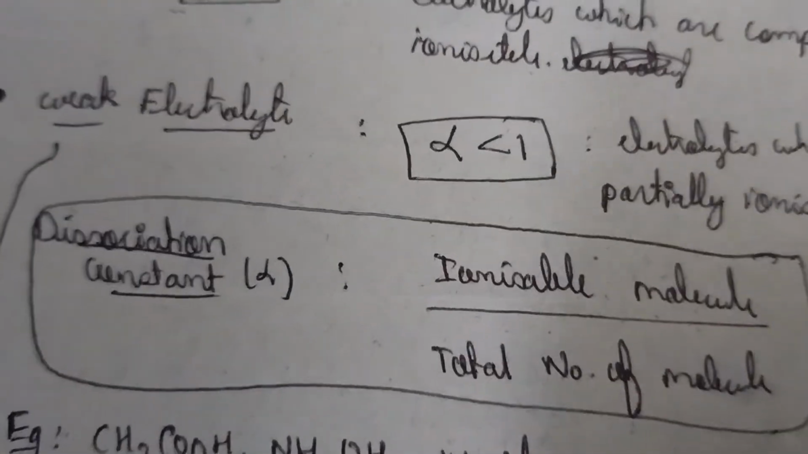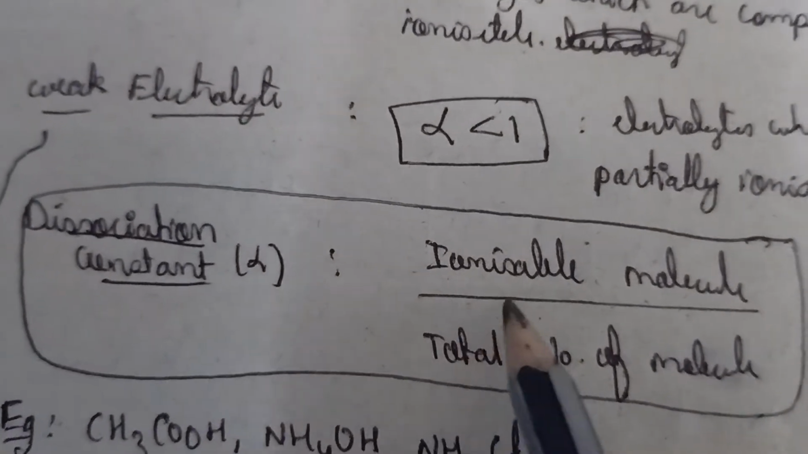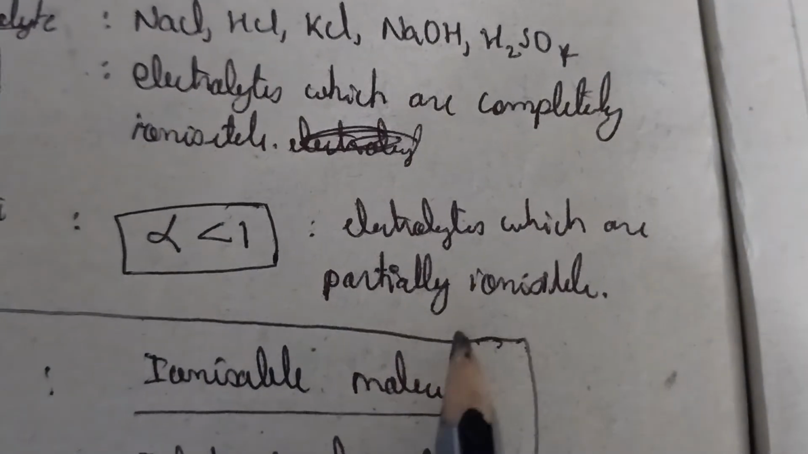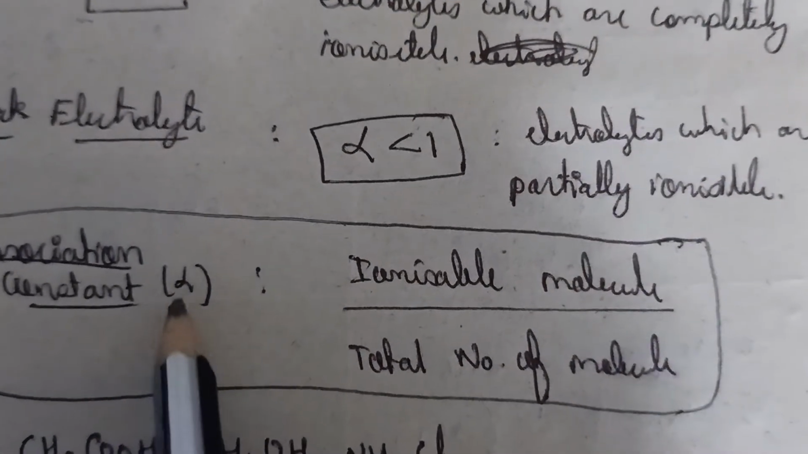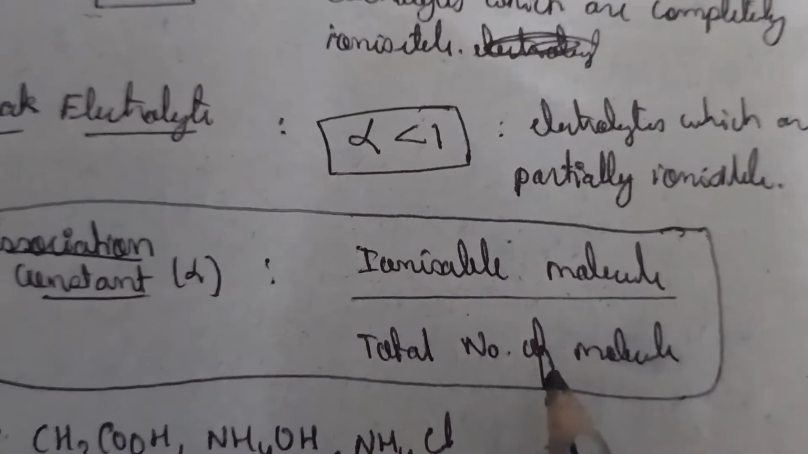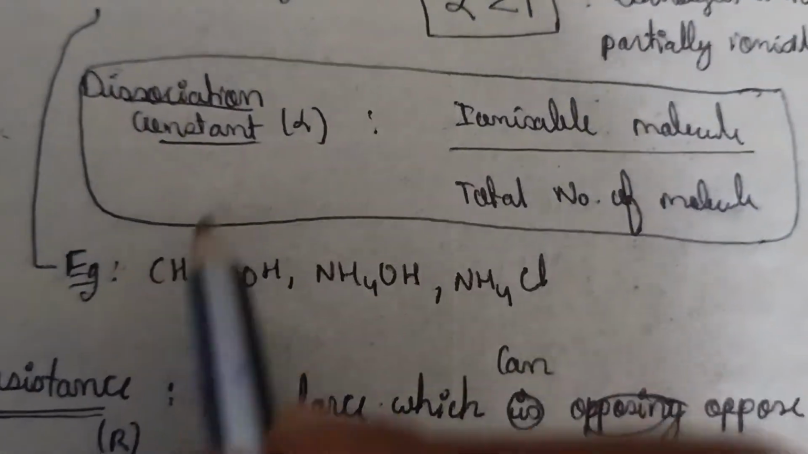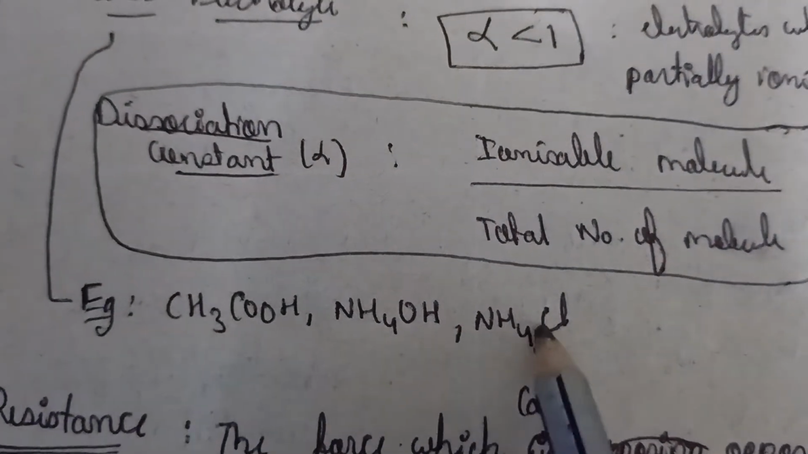And what are weak electrolytes? When the degree of dissociation is less than 1, it is known as a weak electrolyte, or we can also define it as electrolytes which are partially ionizable. The degree of dissociation alpha is equal to the number of ionizable molecules divided by the total number of molecules. Examples of weak electrolytes are CH3COOH, NH4OH, NH4Cl.